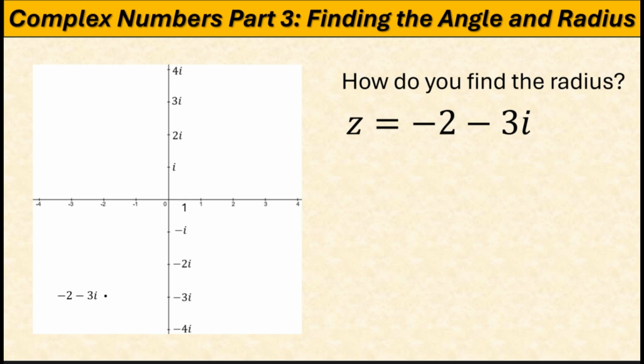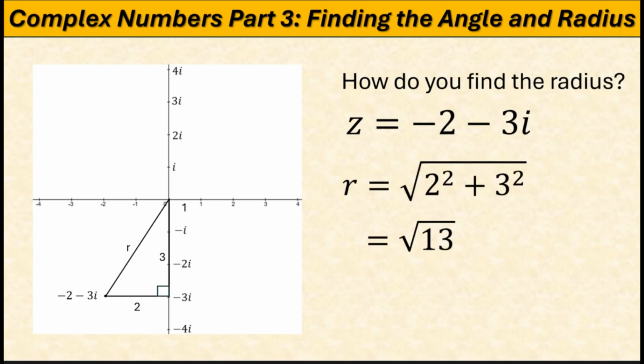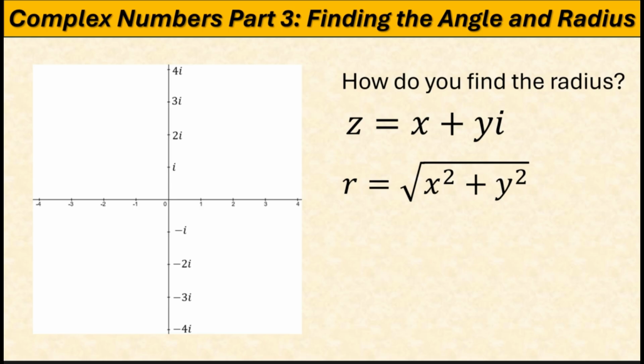Now let's try a different example. Here, as before, the radius is going to be the distance from the origin to the complex number. Creating another right triangle, we can easily see that our two legs are going to be 3 and 2. And to find the hypotenuse, we can take the square root of 2 squared plus 3 squared, which is the square root of 13. And so, the radius of negative 2 minus 3i is going to be the square root of 13. So, for any complex number x plus yi, the radius is just simply going to be the positive square root of x squared and y squared added together.